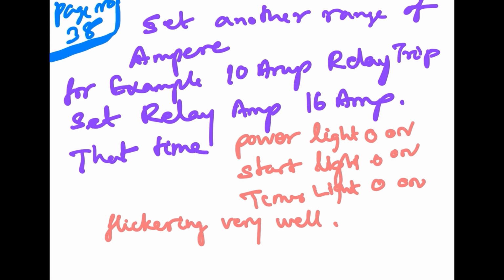Set another range of ampere, for example 10 amperes. Relay trip set relay ampere 16 ampere. At that time the power light is on, the start light is on and the timer light is on. Flickering very well. Auto start working conditions: start working condition.